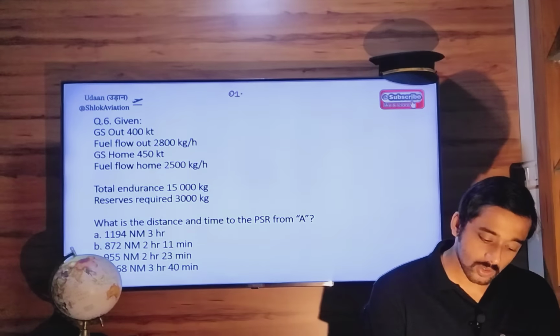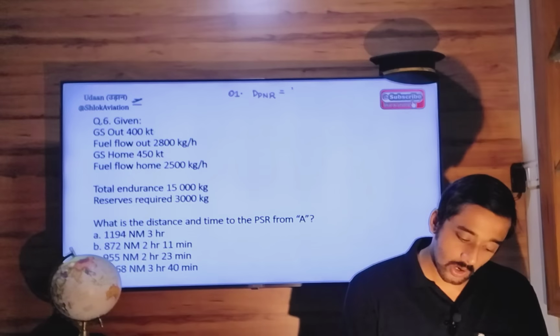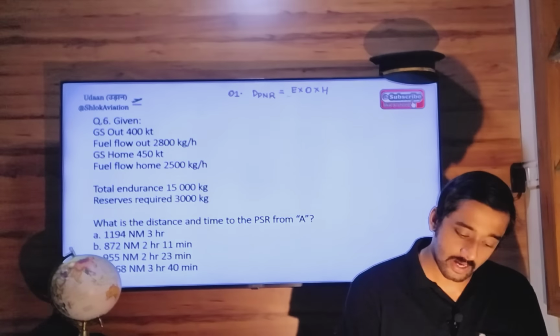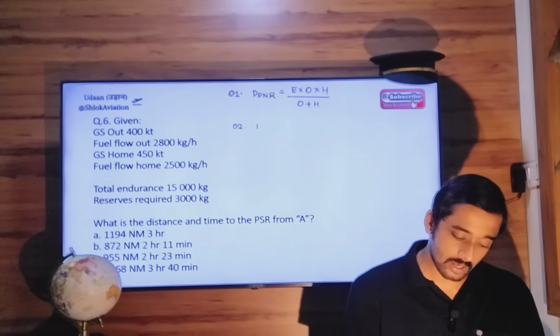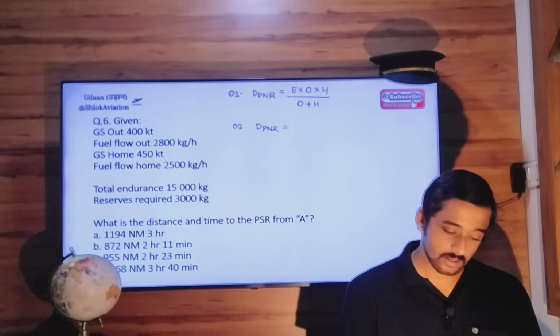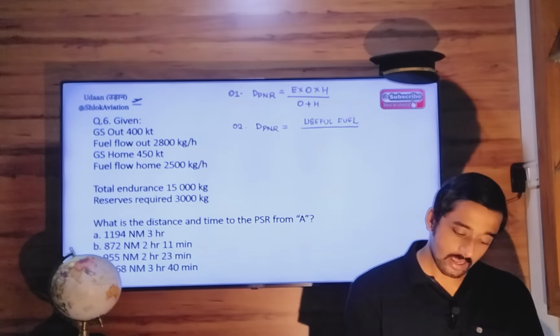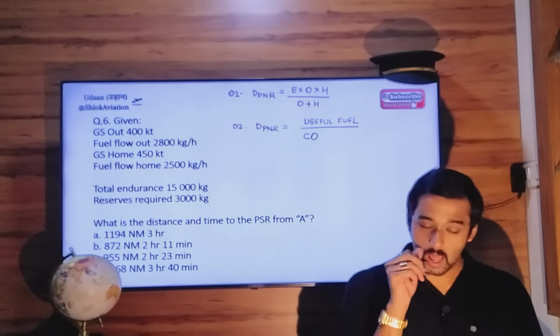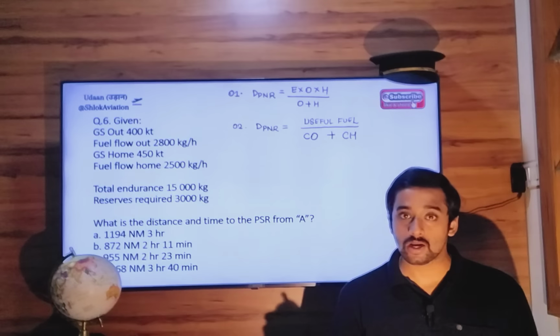The normal distance to PNR formula is distance to PNR equals endurance times outbound speed times homebound speed, divided by outbound plus homebound. But in questions like this, you're going to use the formula: distance to PNR equals usable fuel divided by fuel consumption outbound plus fuel consumption homebound.